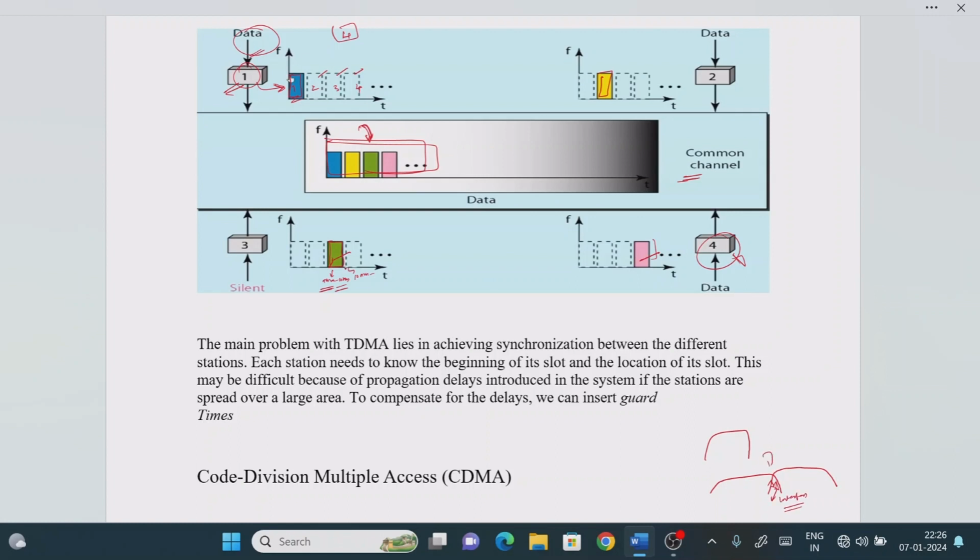To avoid this kind of interference, we are going to use something called the guard time. If you observe here, we have some separation between one time slot and another time slot. That is what we call the guard time. So to avoid this interference due to propagation delays, we use guard times here.